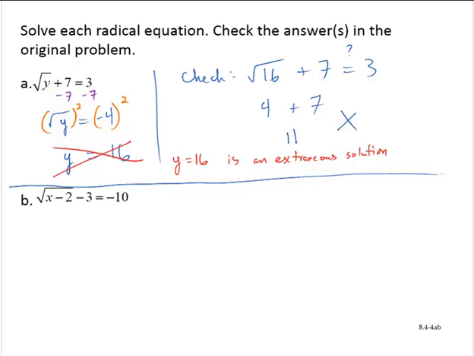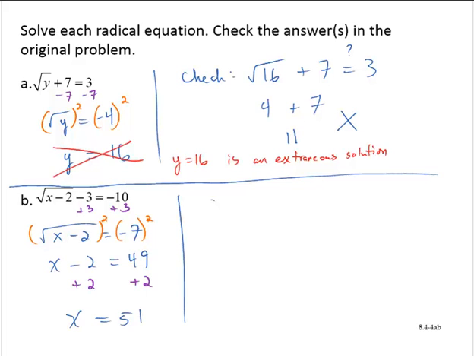Exercise B. The square root of x minus 2, subtract 3, is equal to negative 10. Let's isolate the radical by adding 3 to both sides, which yields that the square root of x minus 2 is equal to negative 7. Now I'll square both sides of the equation, which yields that x minus 2 is 49. And I will add 2 to both sides to isolate the variable, which yields x equals 51.